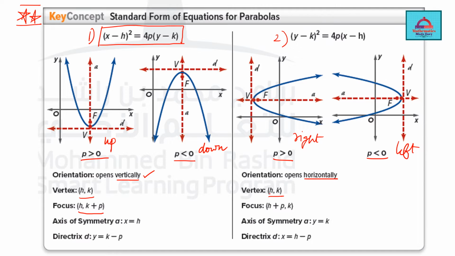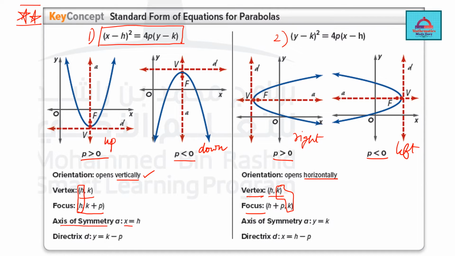Vertex in both the cases is the same, h comma k. Focus here is h comma k plus p. Just observe one thing, that the vertex and the focus have the same x coordinate for vertical, and the vertex and the focus have the same y coordinate for the horizontal. That will again be an important point for solving questions on parabola.